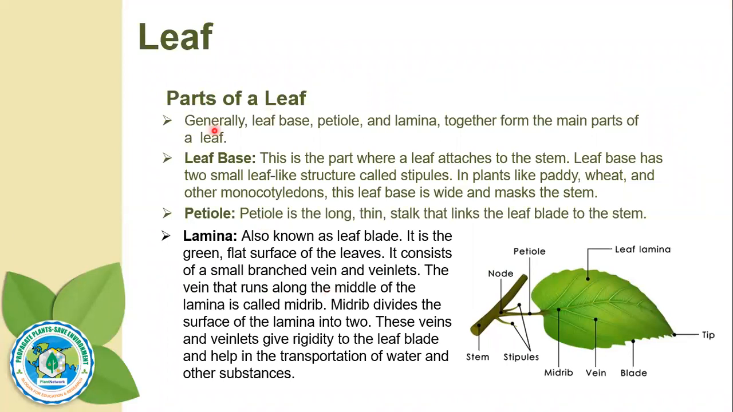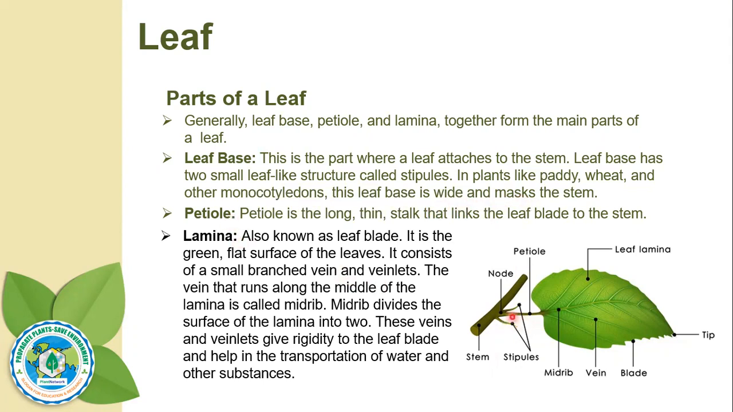Parts of the leaf. Generally, a leaf consists of the leaf base, petiole, and the lamina, which together form the main parts of a leaf. First of all, the leaf base. This is the part where a leaf attaches to the stem. The leaf base has two small leaf-like structures called the stipules. In plants like paddy, wheat, and other monocotyledons, this leaf base is wide and masks the stem.